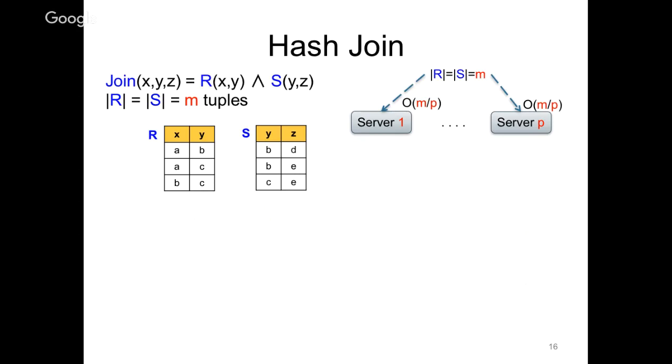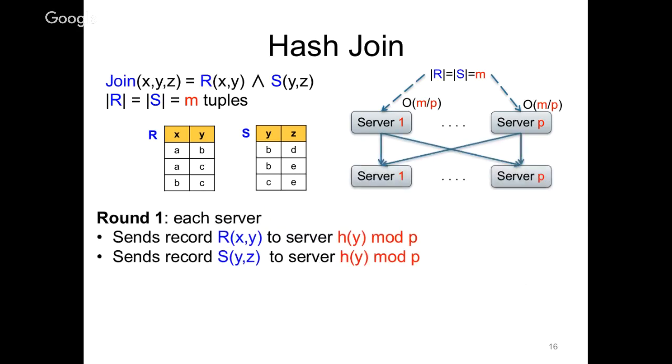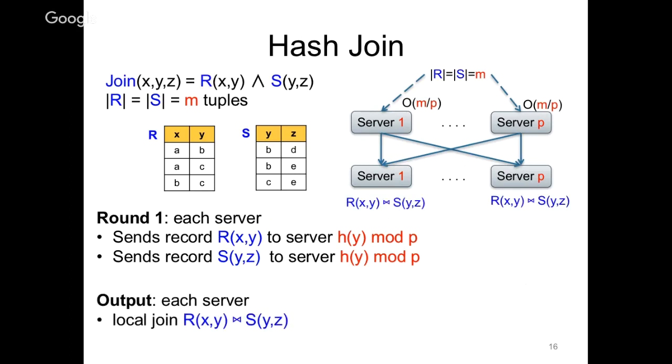So how does hash-based partitioning work? It's very simple. Every server that holds a fragment of the input data will iterate over its fragment and will send every record to a different server based on computing a hash function on the join attribute. So every server sends a record R(x,y) to a server that is a hash function on y, and of course taken modulo p. And we do the same thing for S. And it's easy to see that after this single communication step, the servers can compute the local join, and we are done. We have computed the join.